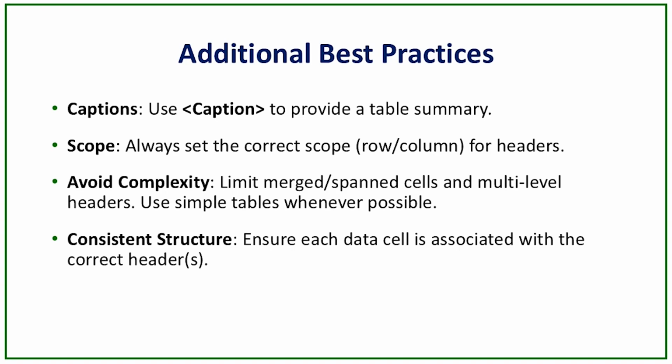A few additional best practices for accessible data tables include using captions. Use caption tags to provide a table summary. Scope. Always set the correct scope, row/column, for headers. Avoid complexity. Limit merged/spanned cells and multi-level headers. Use simple tables whenever possible. Consistent structure. Ensure each data cell is associated with the correct headers.